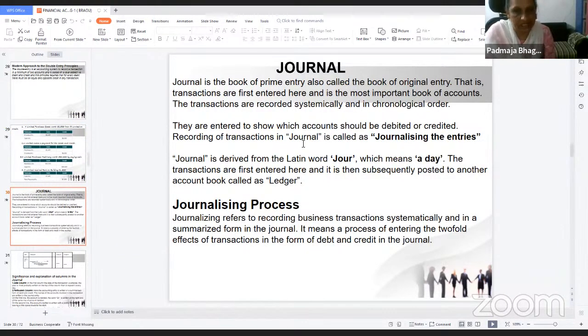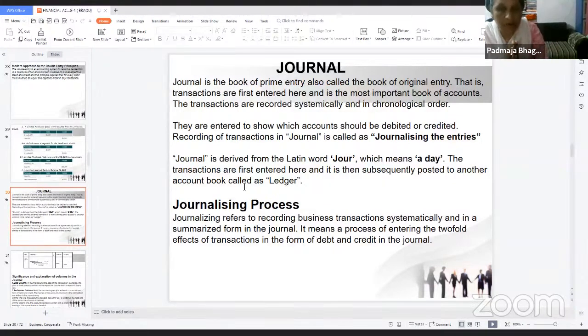And they are entered to show which account should be debited or credited. Recording of a transaction in a journal is called journalizing the entries. So depending upon the journalizing of the entries only, you have to post the same thing in a ledger. A journal is derived from the Latin word 'jour', which means a day. The transactions are first entered here and then subsequently posted into another account book, that is a ledger. Is it clear? Okay.